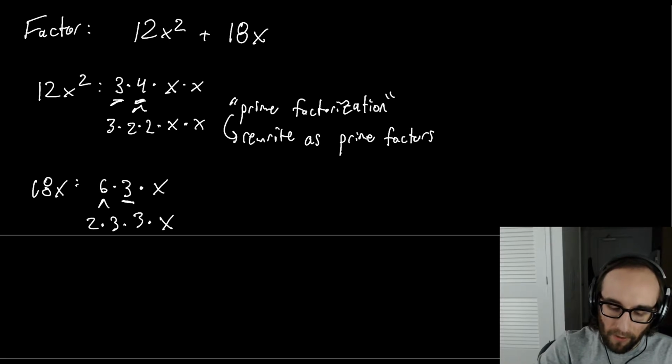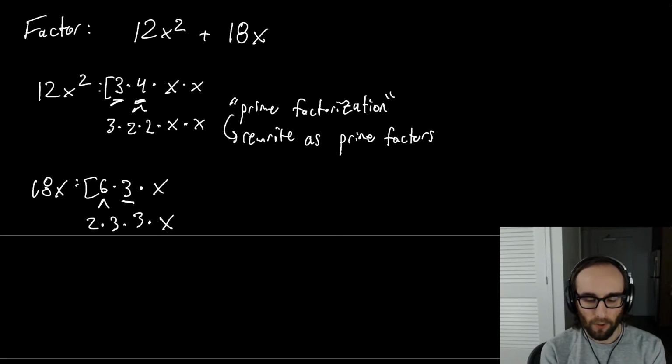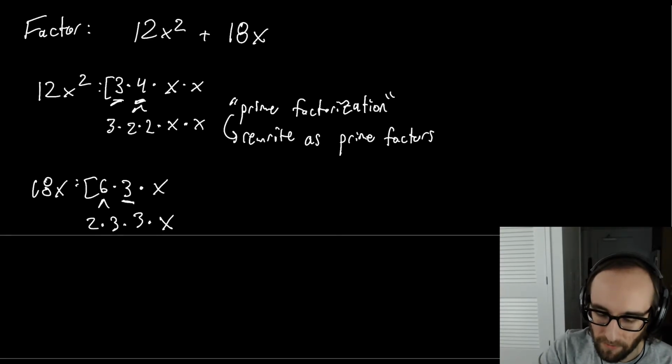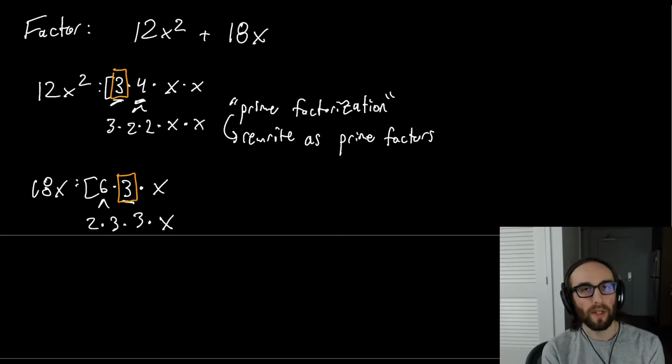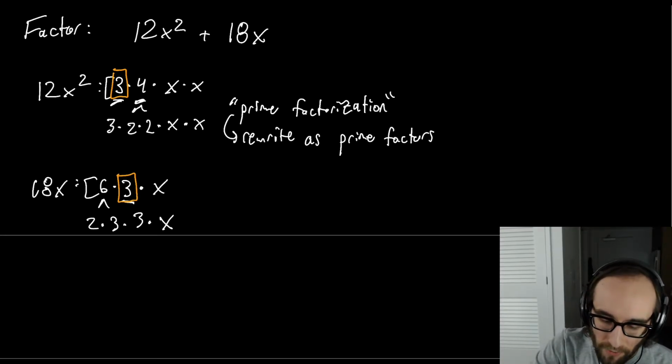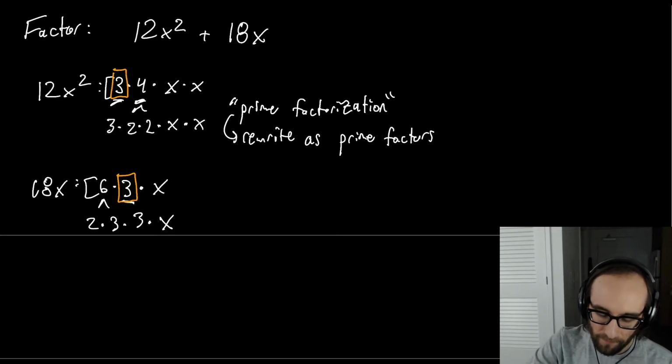Let's look at the first factorization that we did instead of the prime factorization. So 3 times 4 times x, and then 6 times 3 times x. Here, if we look for common factors, we see that 3 is a common factor for both of these terms. So what we can do is rewrite these terms: 12x squared is going to be rewritten as 3 times 4 times x.